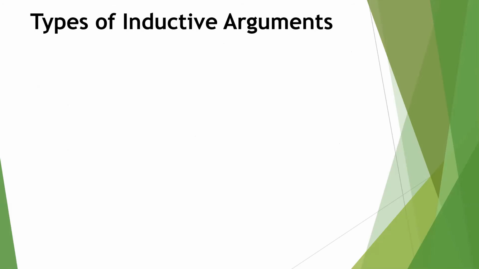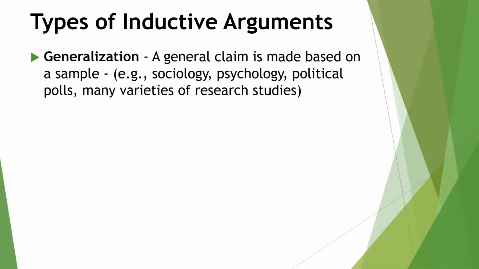Okay, a couple other types of inductive arguments. There are arguments that make generalizations. This is when you make a general claim that is based on samples. We do this in sociology, psychology. You do this in political polls and many varieties of research studies where you're investigating data and then making a broad claim based on that specific set of data that you have.